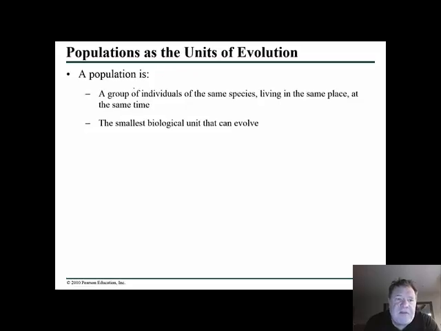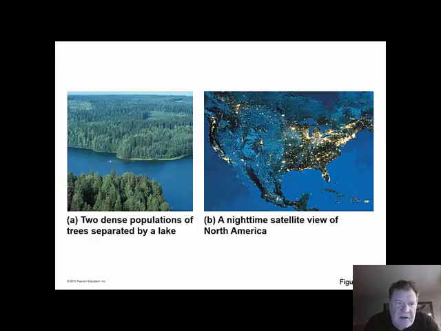A population is a group of individuals of the same species living in the same place at the same time, same as Darwin. It's the smallest biological unit that can evolve. And so again, we have two dense populations of trees here separated by a lake. How are they going to mate with one another?